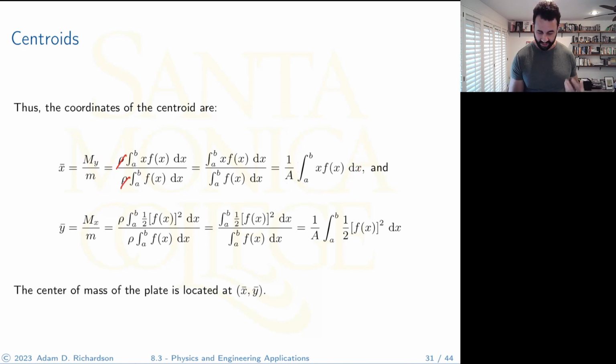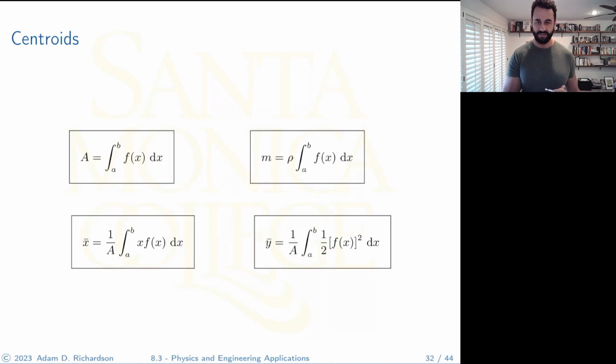Now looking down for the y coordinate of the centroid, you get something similar. The rho here will cancel because the density is uniform in our case. And so what you get is the moment with respect to the x-axis divided by the area, which we can rewrite like so. So as messy as these two formulas look, those give you the coordinates of the centroid, or the coordinates of the center of mass. That's it. So that is the center of mass, and those are the formulas for it.